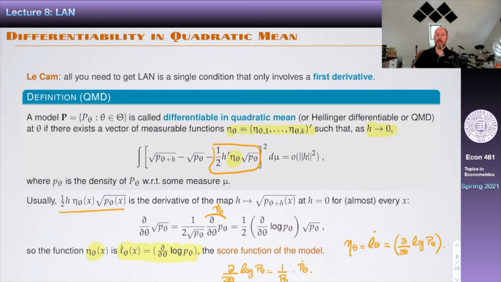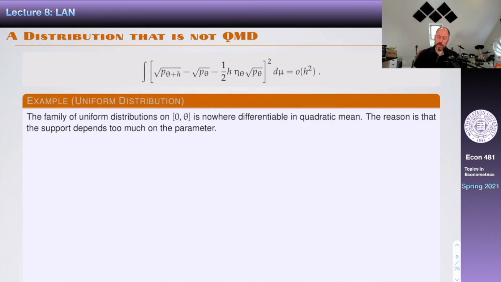So this is the one notion of differentiability that Lecomte uses to obtain local asymptotic normality. And we're going to see later, as I said, that densities that are differentiable are immediately going to be QMD, but there are some distributions that will not satisfy this property. So this is not a universal property by any means.